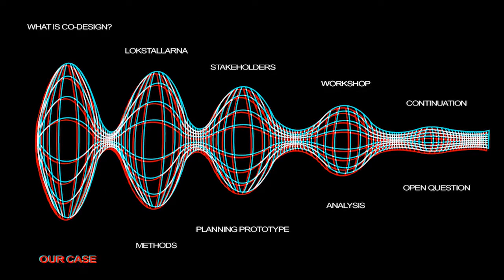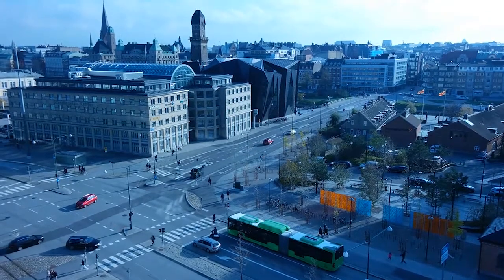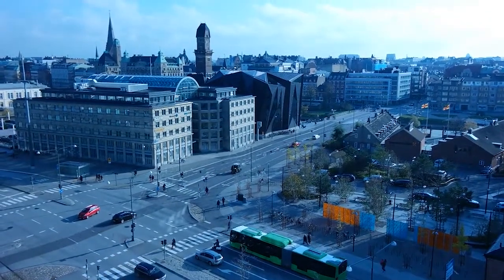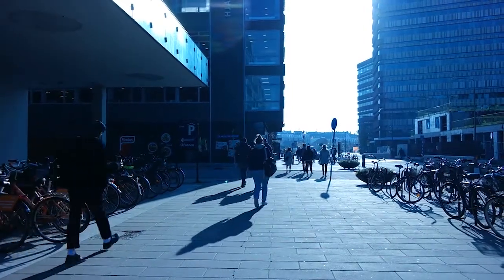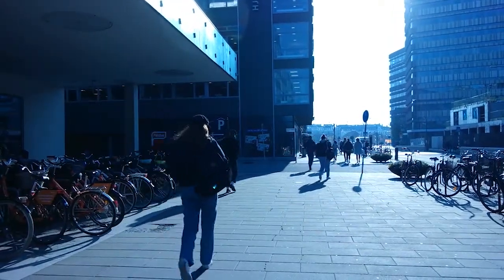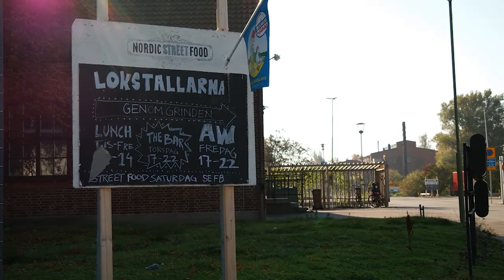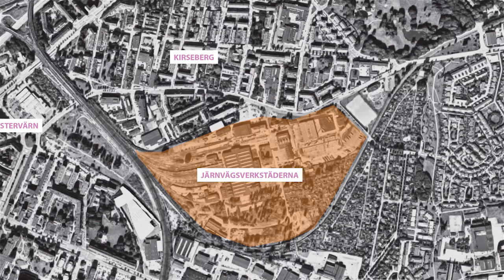The theme of our case was to find out and understand how we can use co-design to support a more inclusive and pluralistic approach in sustainable city development. Particularly, we focused on how co-design can be at play in supporting and changing municipal efforts in working with participatory and inclusive processes. Our case was provided by Malmö City and takes place in an area called Lokstallarna in Kirseberg.